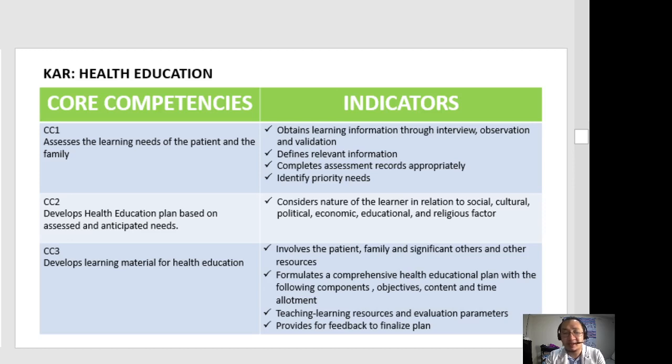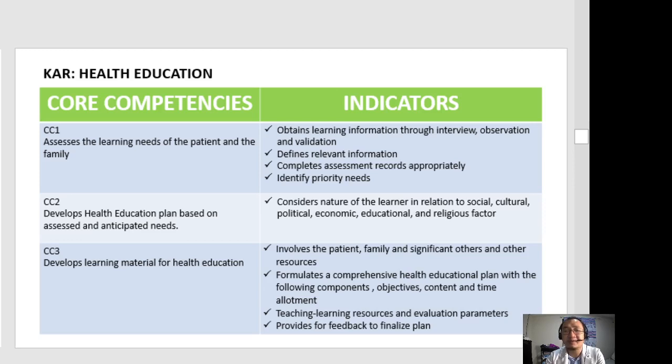Okay, sometimes these are the things that are not documented, although they are carried out. But in nursing, we should not forget to document the health teachings that you are providing to your clients. Then you identify priority needs.